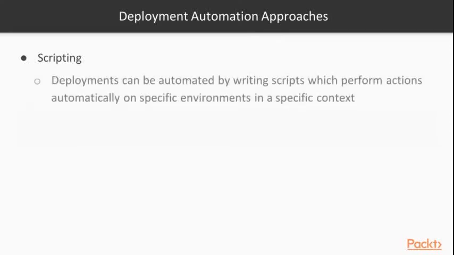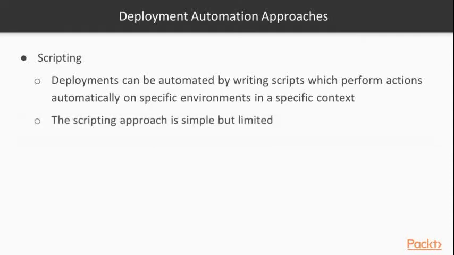In scripting, deployments can be automated by writing scripts which perform actions automatically on specific environments in a specific context. The scripting approach is simple but limited, because as soon as the environment changes, without careful ongoing maintenance, scripts will break and deployments can fail.